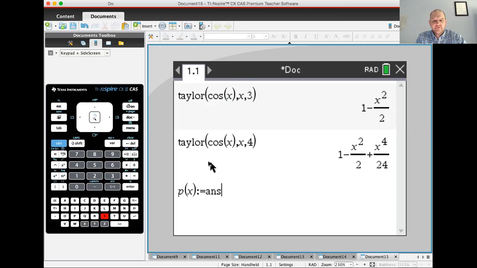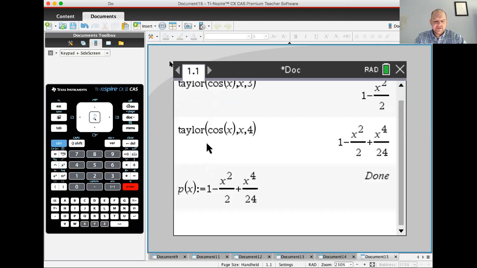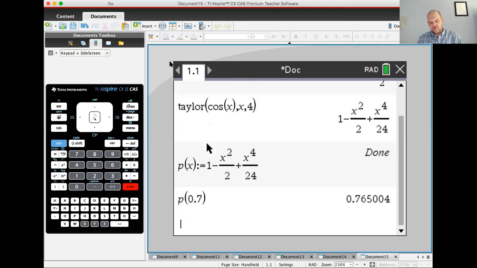And so I'm going to set p of x equal to this, and then ask the calculator what it thinks p of 0.7 is. I'm going to write that to 3 decimals. 3 decimals doesn't always work on these because it's often not enough. So p of 0.7 is approximately 0.765. All right, maximum possible error.